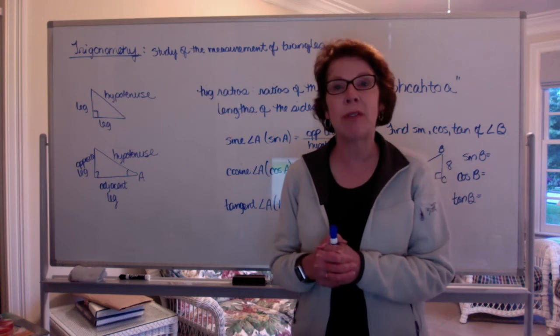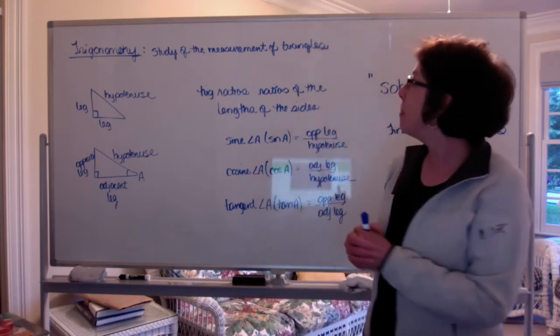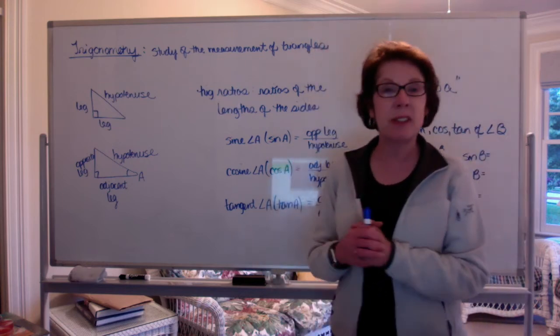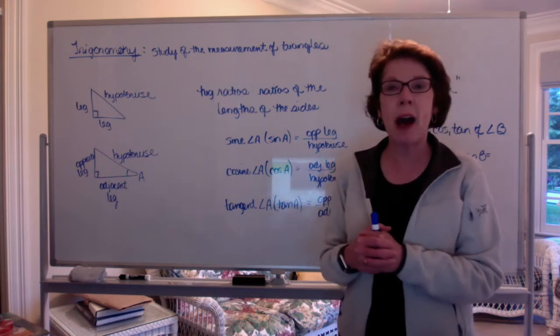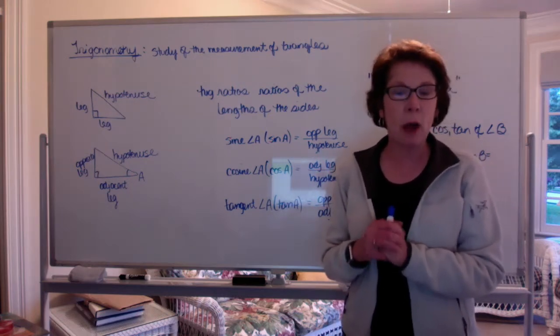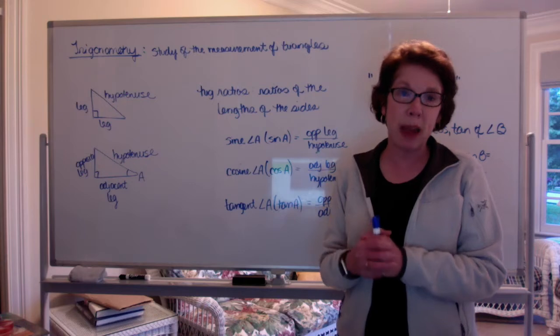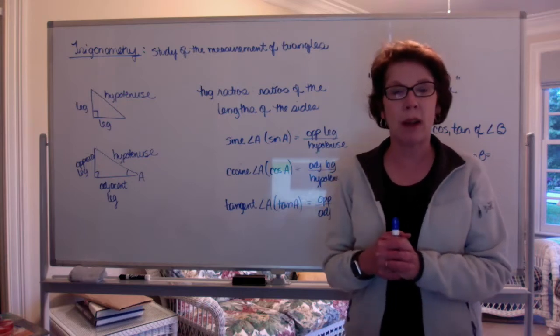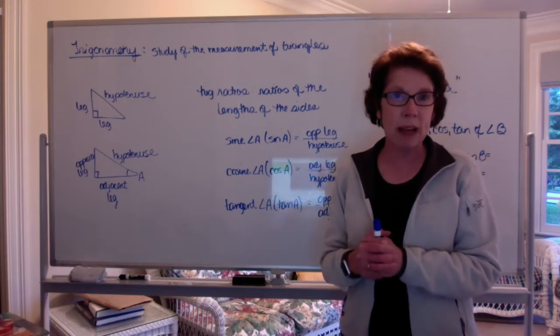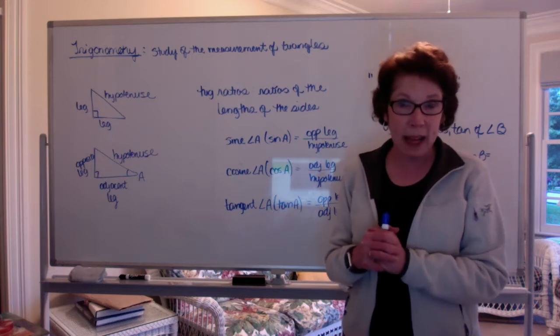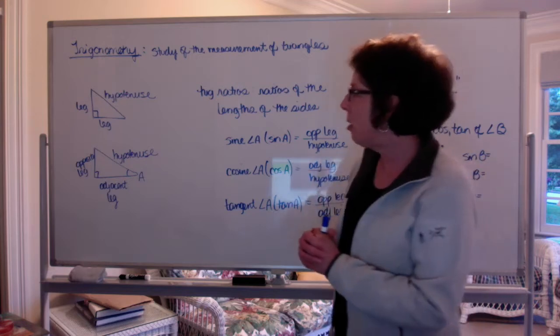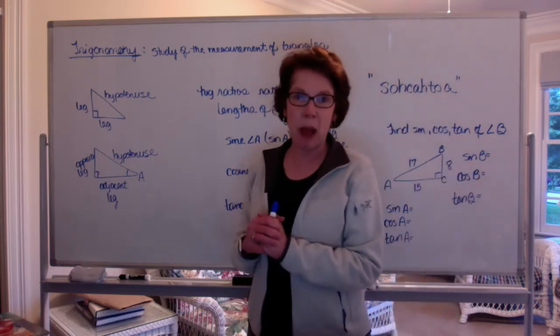Well, what is it, first of all? It's the study of the measurement of triangles. All right, so to start out, we're going to just be talking about right triangles. We know that the Pythagorean Theorem only works with right triangles, and our basic trig ratios also only work with right triangles. So let's review here our 3 sides of a right triangle.